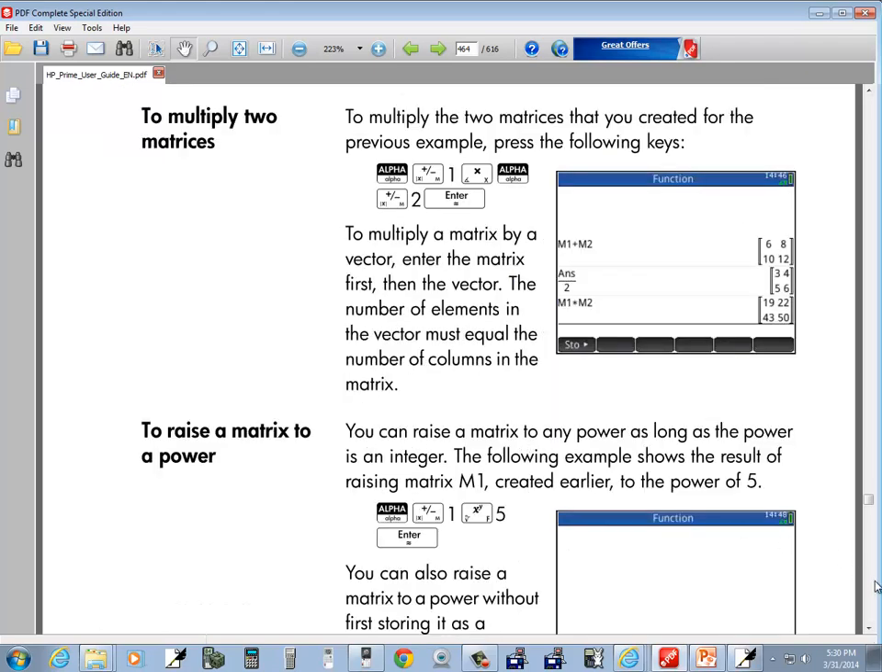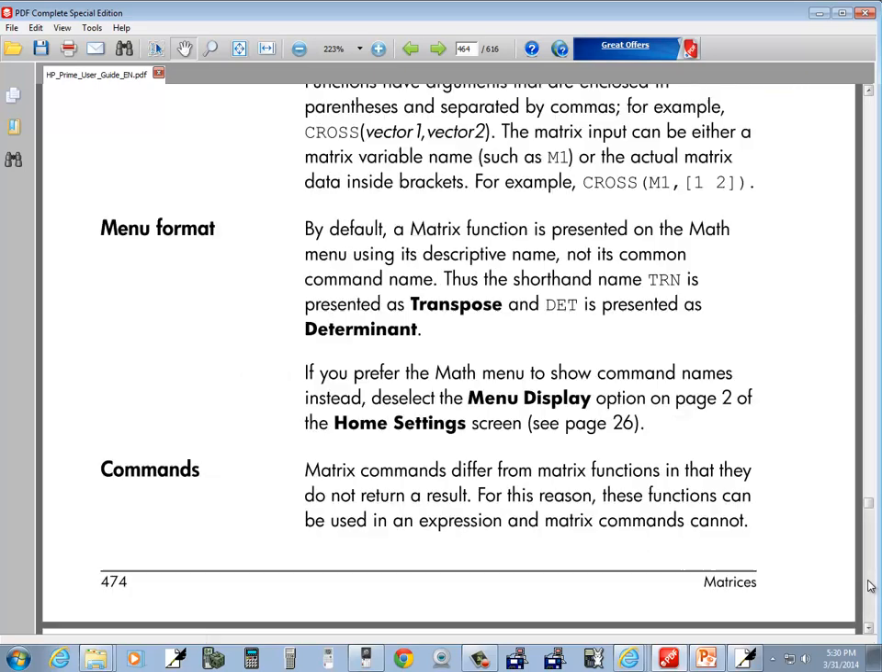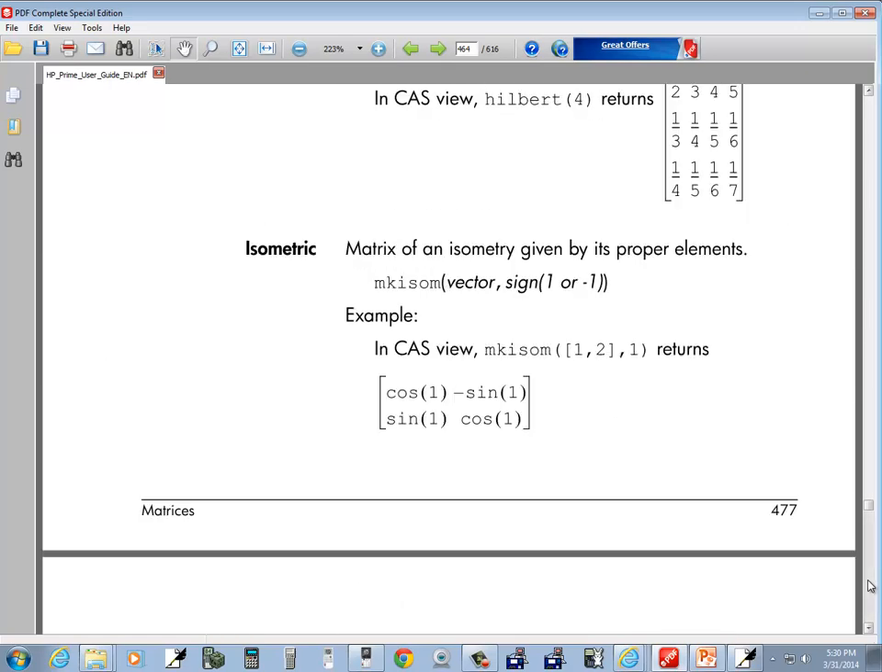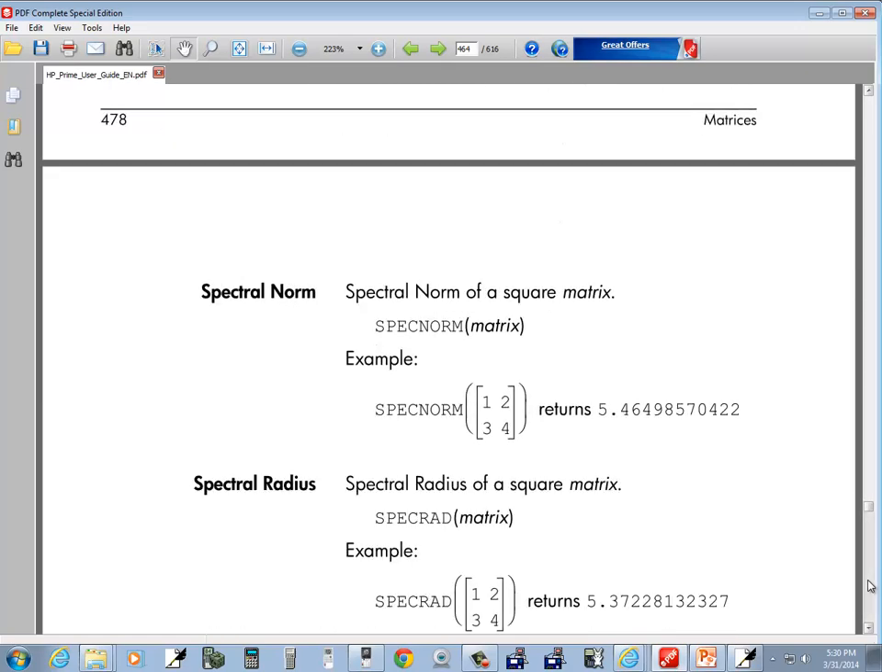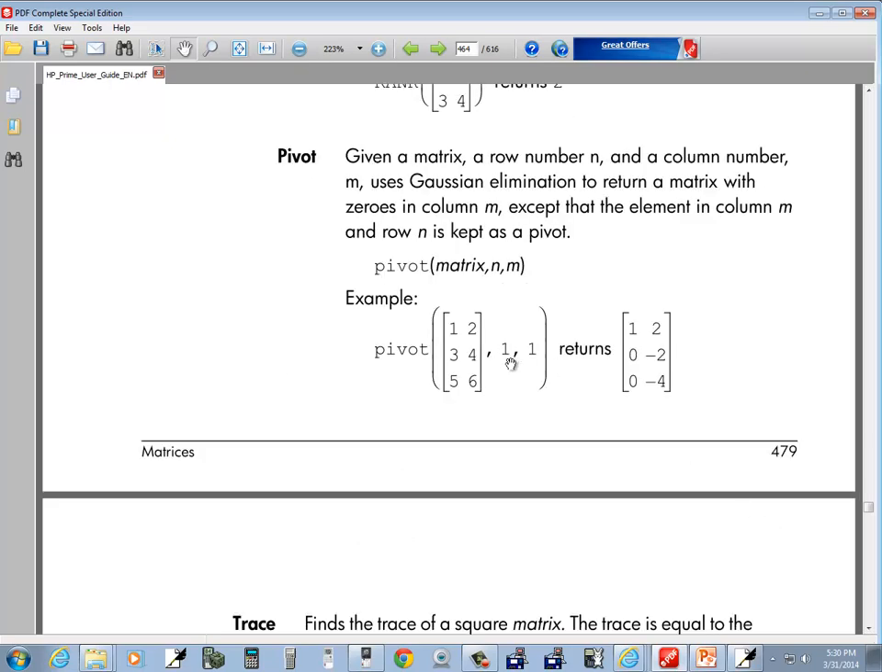The manual is pretty useless when it came to our Gauss-Jordan elimination. Okay, pivot. What's the syntax? Given a matrix, a row number, and a column number, it returns the matrix with zeros in column M except for that element in column M, N, which is kept as a pivot.